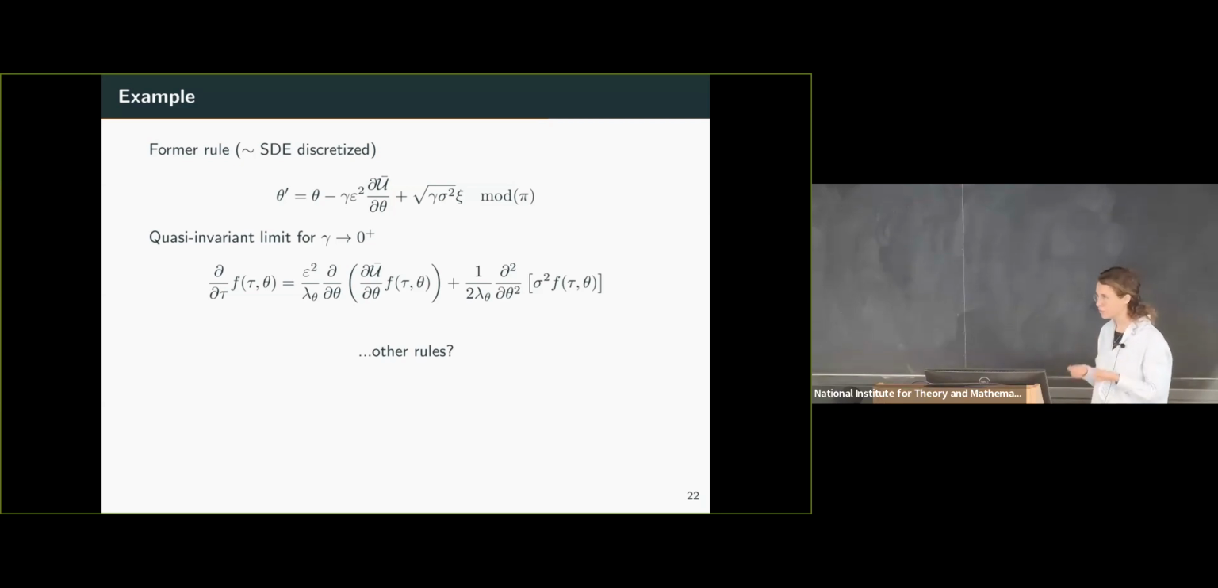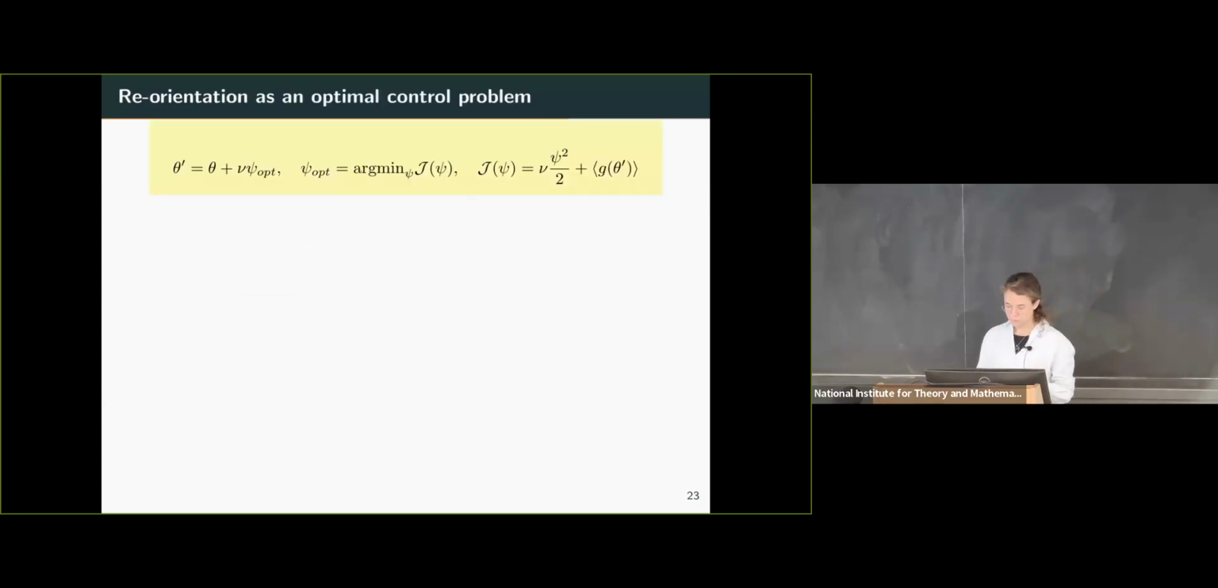So how can we actually describe a more accurate microscopic process? The idea is to consider reorientation as an optimal control problem. We say that our theta prime comes from theta plus a small reorientation angle, that is the one which we would like one day to measure. In this optimal control framework, we say that this is the minimum argument of an energy functional, which is given by this sort of kinetic energy plus this energy, which measures the distance between theta prime and a possible target.